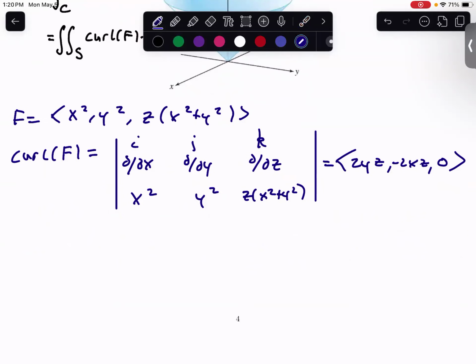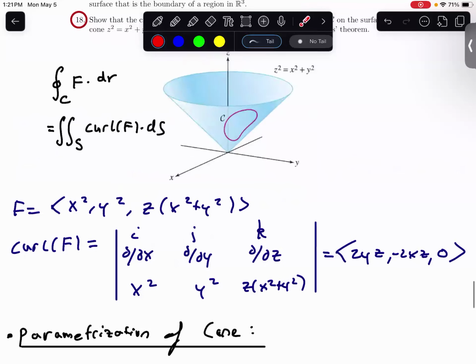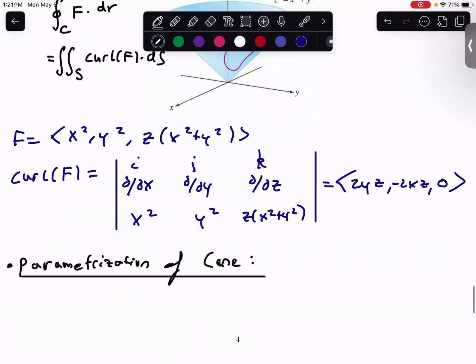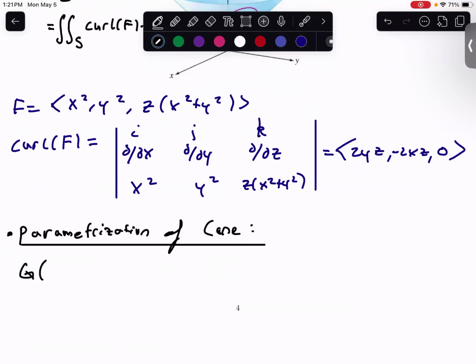All right, so let's focus on the parameterization of the cone that we have, and then we're going to move forward. So the parameterization of the cone is the following. You should be thinking of a cone as really just being a circle where the higher you go, the larger the radius is going to be. So the z component and the radius are going to be equal. So how you can parameterize this is the following. We have g, and we're going to use the variables theta and z. So the parameterization is going to be z cosine theta, z sine theta, and then just z as the final component.